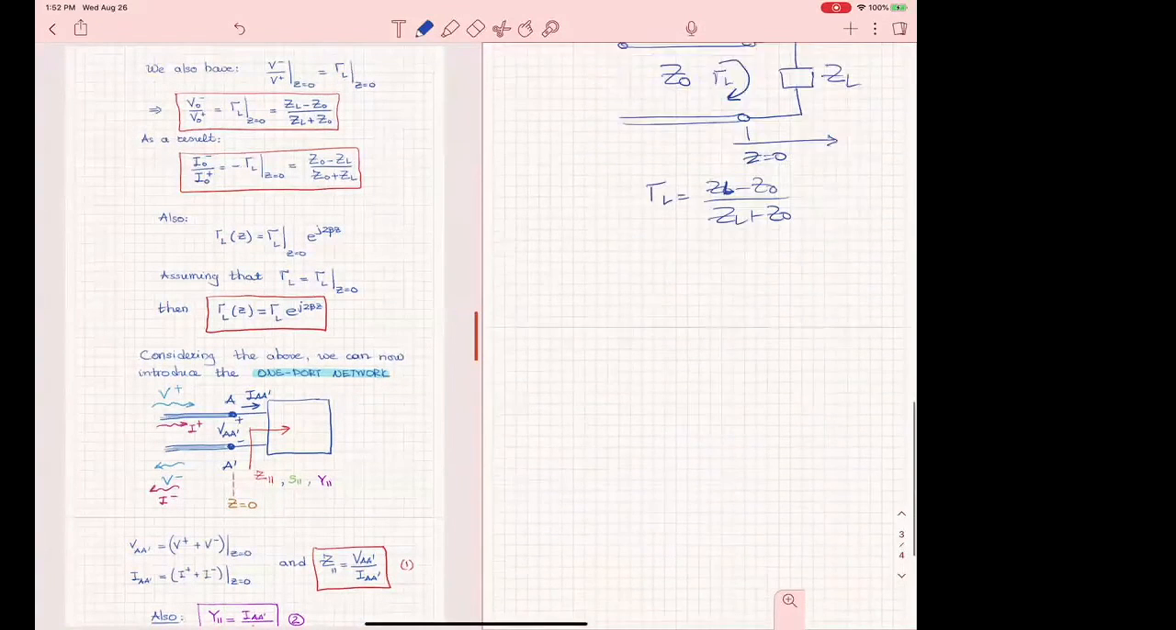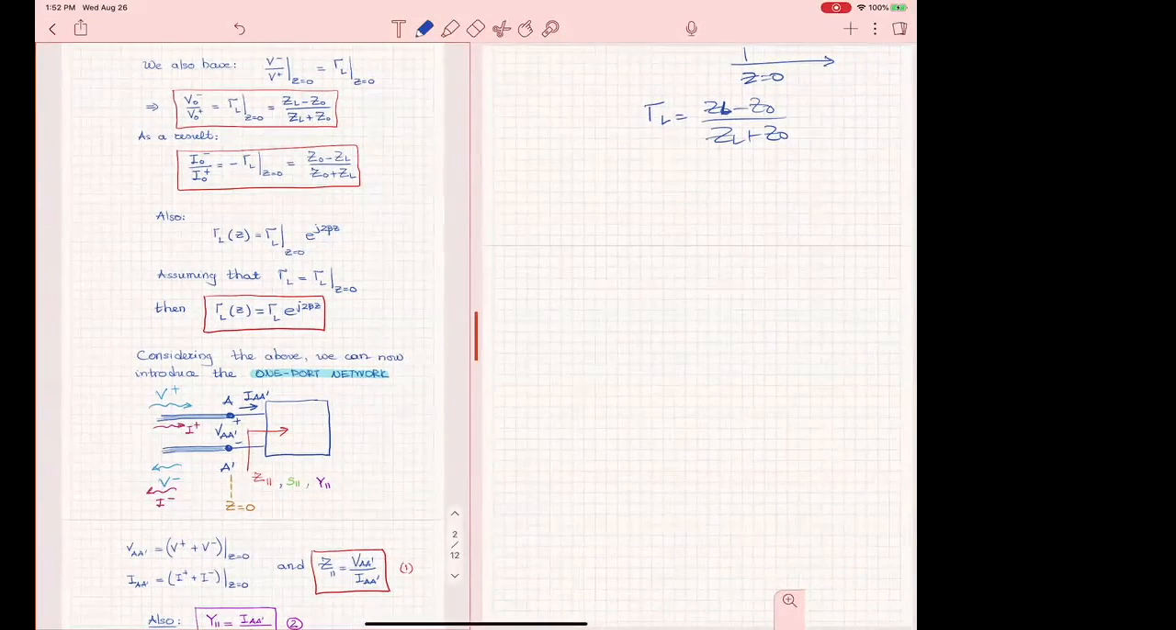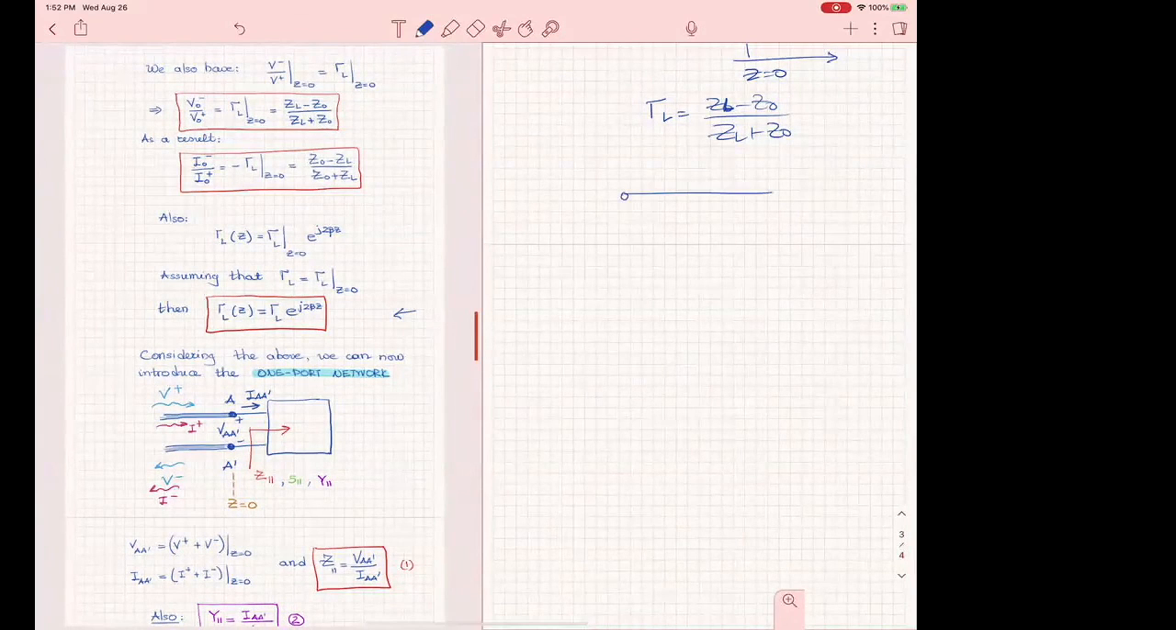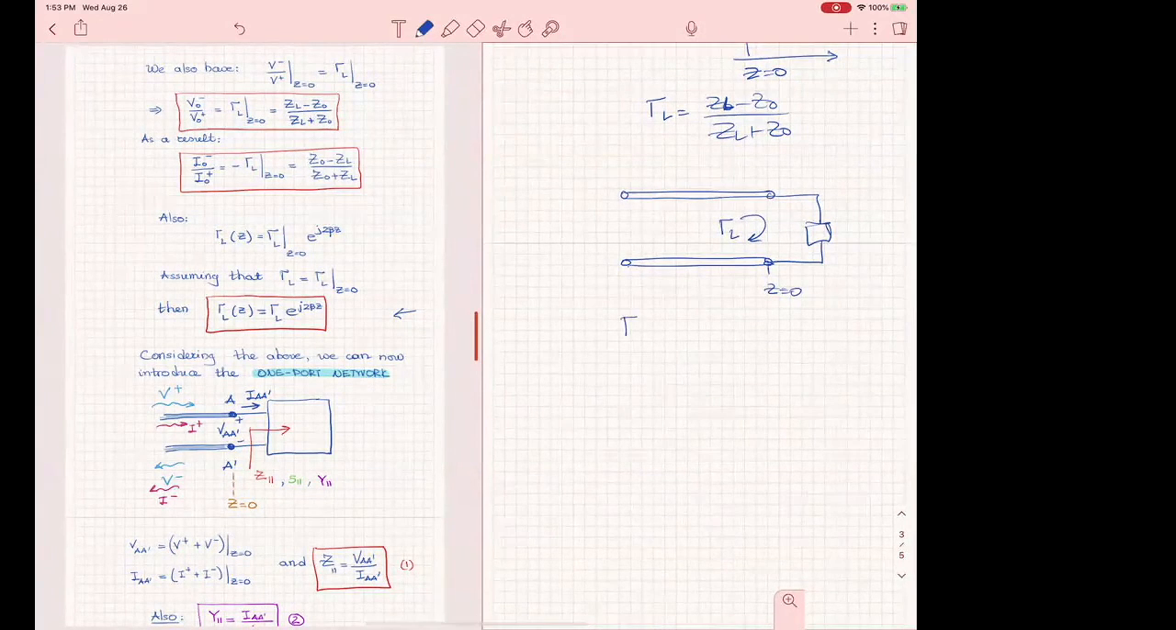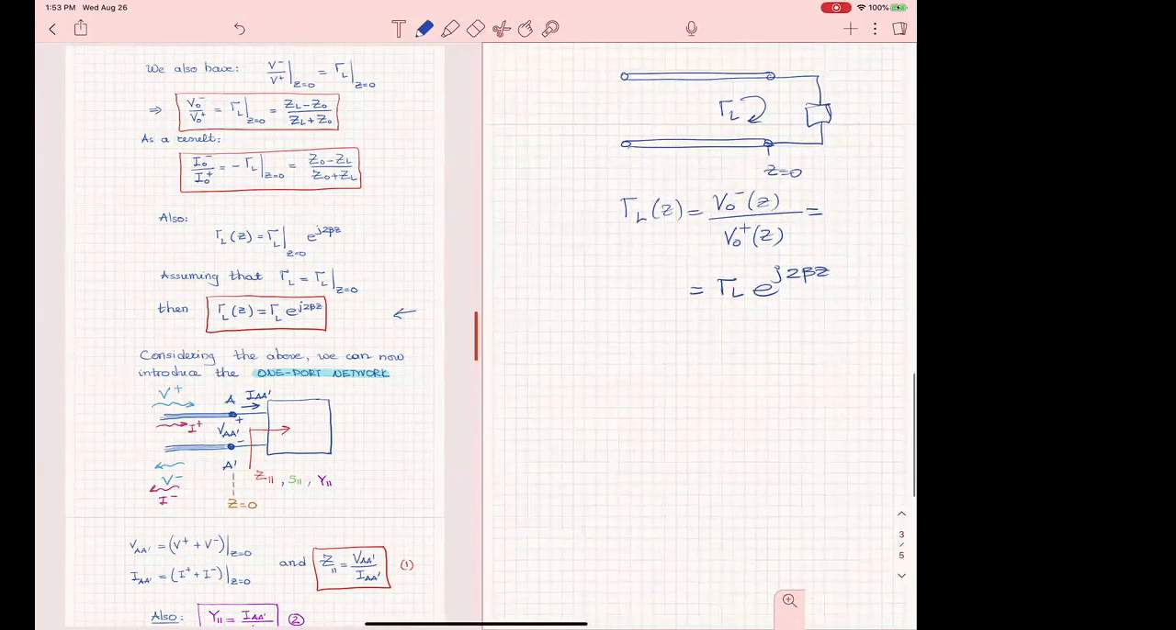What else we saw? As you can see here on the left, we found that as you have a transmission line, and then you have found the reflection coefficient here at the end. Okay, this is Z equals 0. Then this is gamma sub L. Then the reflection coefficient, which is nothing else but the ratio of these two components along the line, is practically equal to gamma L e to the j2 beta z. Okay, so these are important properties.